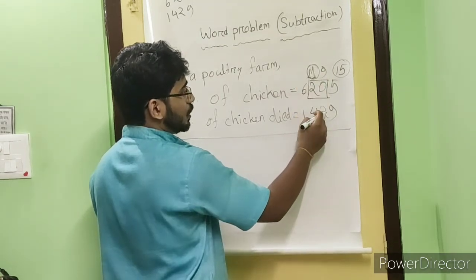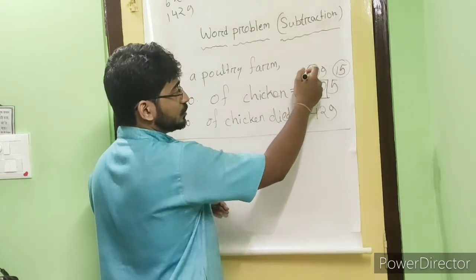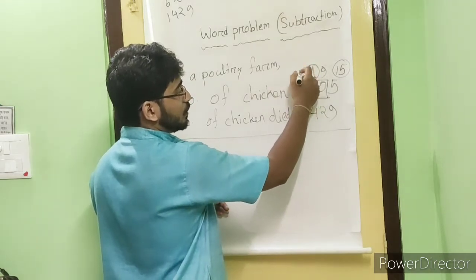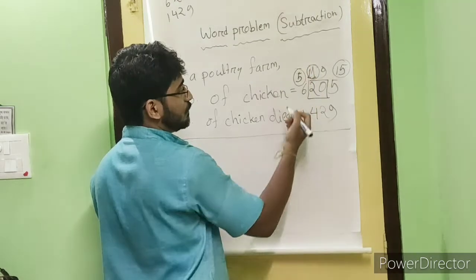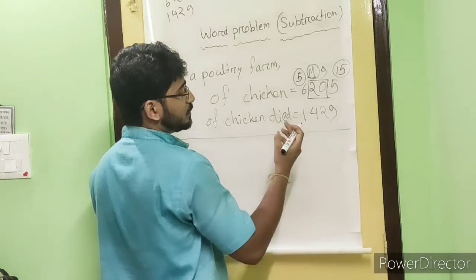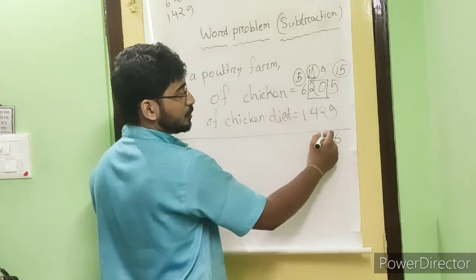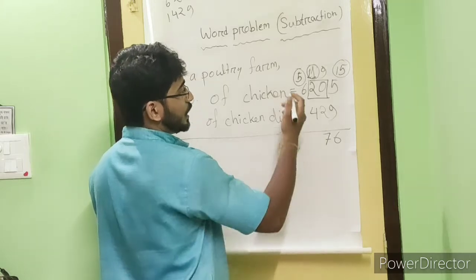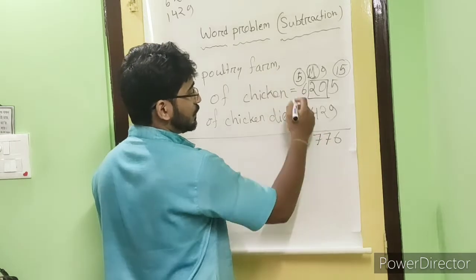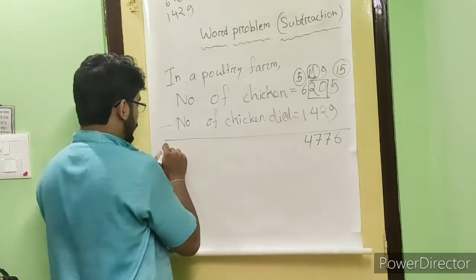And from 4 can't be subtracted from 1, so we will consider another 1 and the 6 will become 5. So 15 minus 9, 10, 11, 12, 13, 14, 15. 15 minus 9 equals to 6. 9 minus 2 equals to 7, and 11 minus 4 equals to 7, and 5 minus 1 equals to 4. So what is it?